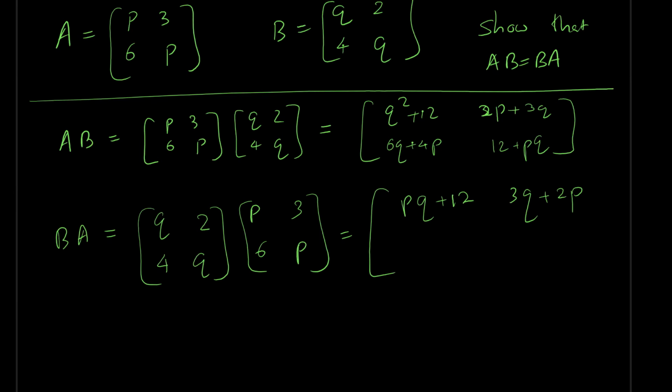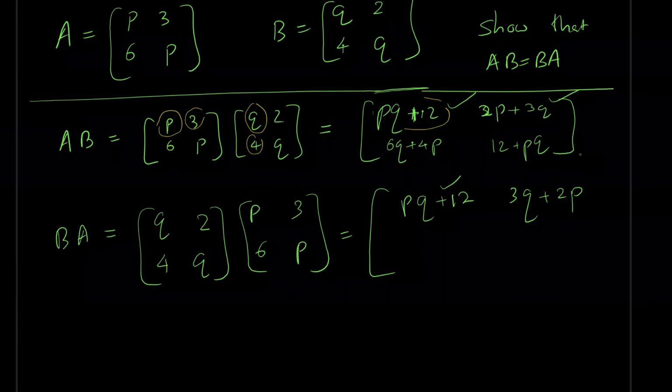Let me see. Okay, I think I have made a mistake. Did you notice that? Yes, right here. What happened was I read this as Q, so this into this, PQ plus this into this, 12. So it's not Q squared plus 12, it should be PQ plus 12. So that's why I was wondering. So here PQ plus 12. So far so good. So this and this are the same.